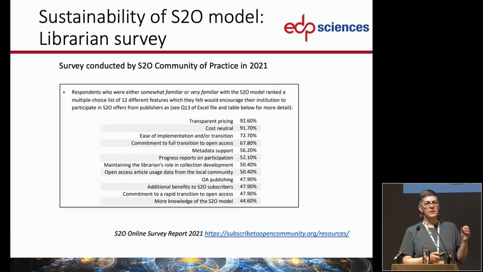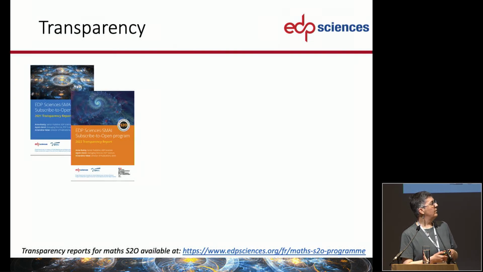Libraries and subscribe to open. I'd like to mention something here that was talked about also at length in the previous talks about transparency. This is the result of a survey conducted by the Subscribe to Open community of practice and by Annual Reviews that showed that transparent pricing was the number one expectation of libraries to support this type of model. So as a result, already in 2021, we decided to publish as much information as we could, while not releasing too much business confidential information, but being as transparent as possible about our costs and our prices and our income as well.